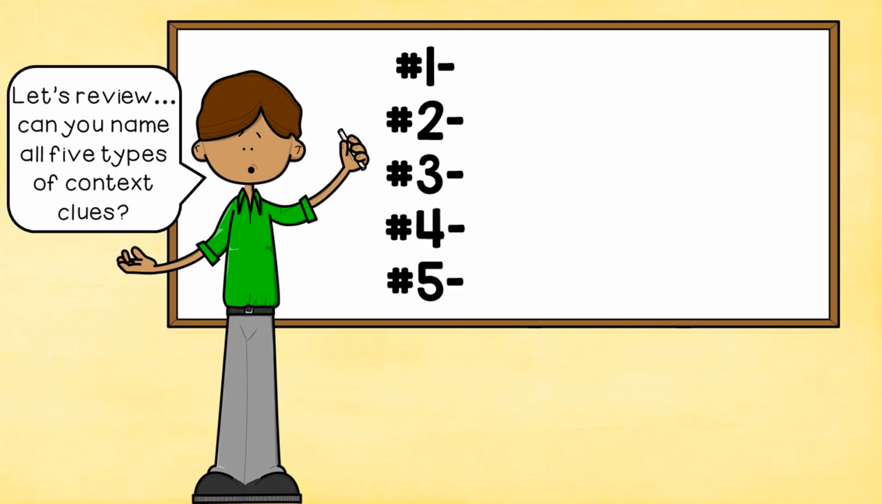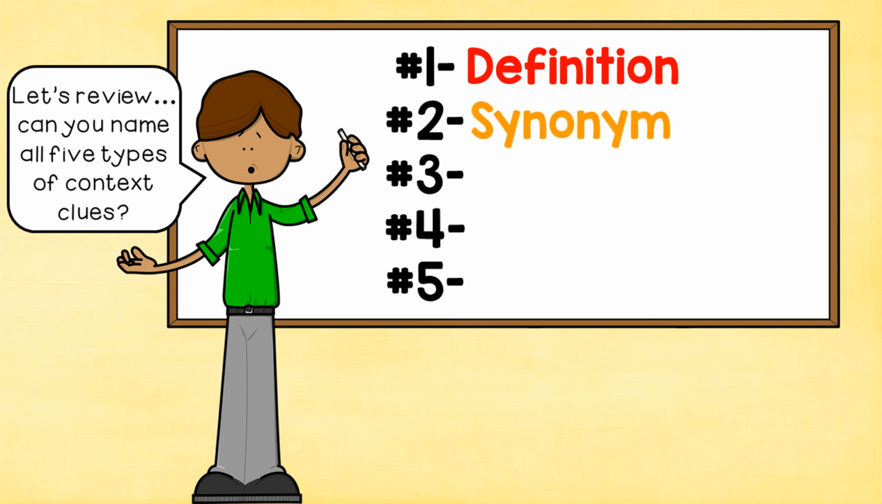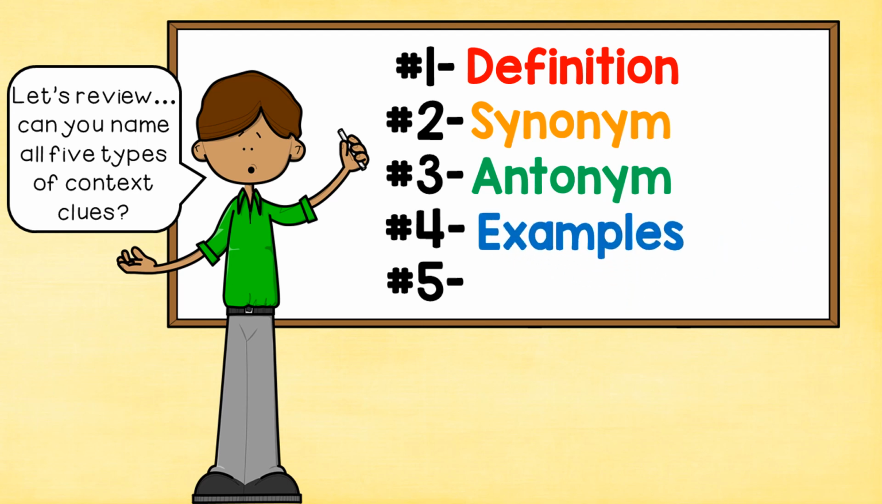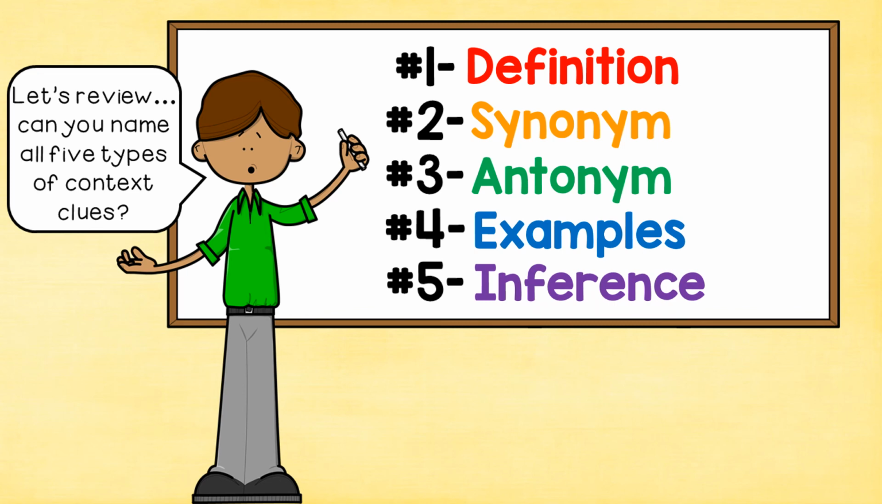Let's review. Can you name all 5 types of context clues from the beginning of this lesson? The first type is definition. The next is synonyms, antonym, examples, and inferencing.